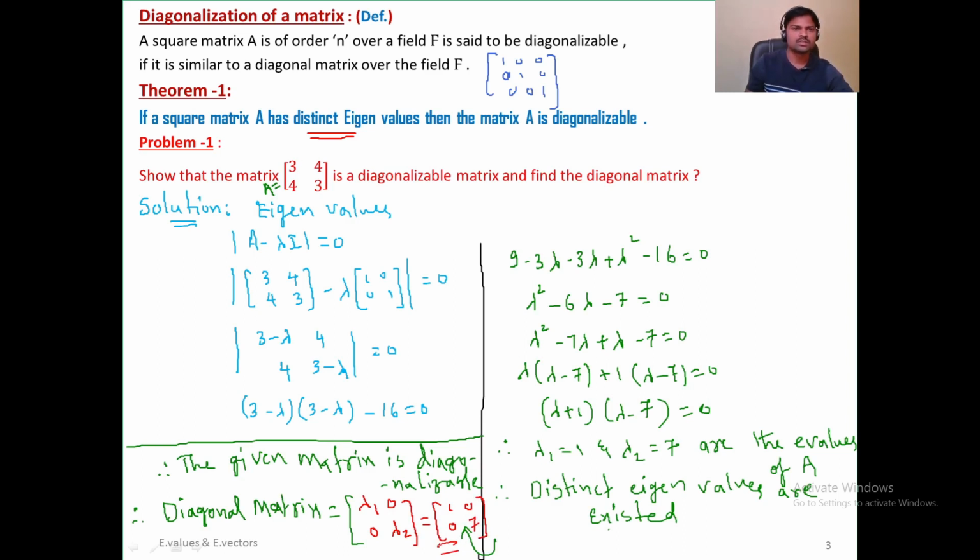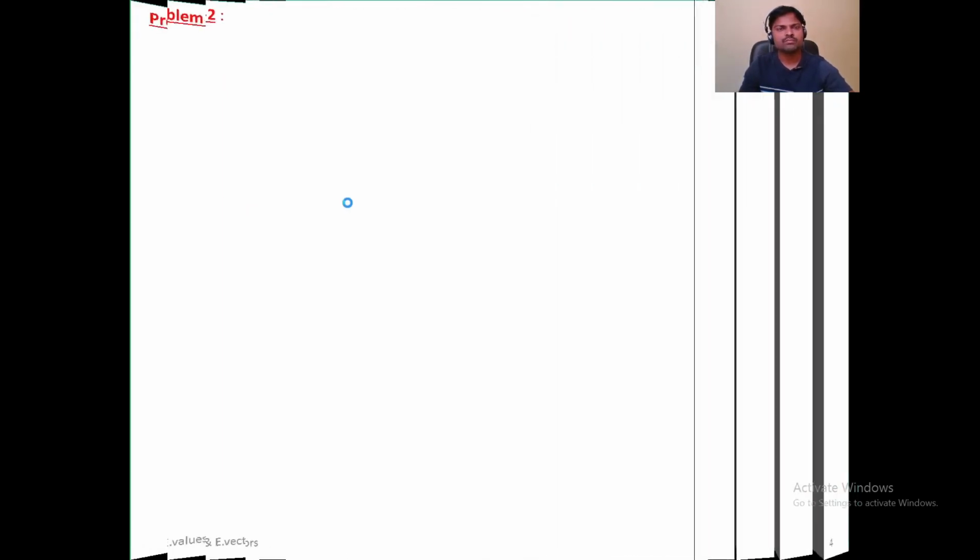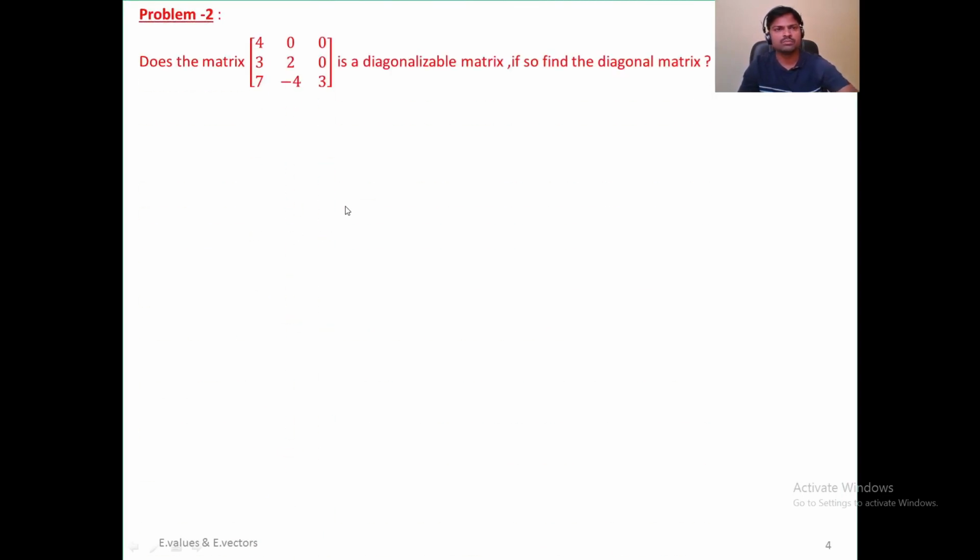Okay, so this is a way of concluding whether the given matrix is diagonalizable or not. If the matrix does not have distinct eigenvalues, for example eigenvalues are repeated, then we cannot conclude so far. Only if it has distinct eigenvalues can you conclude it is a diagonalizable matrix. Clear? Next one, problem number 2.